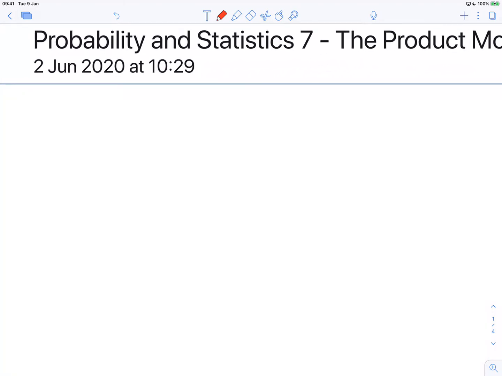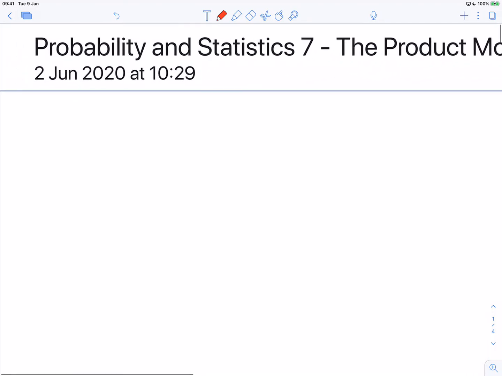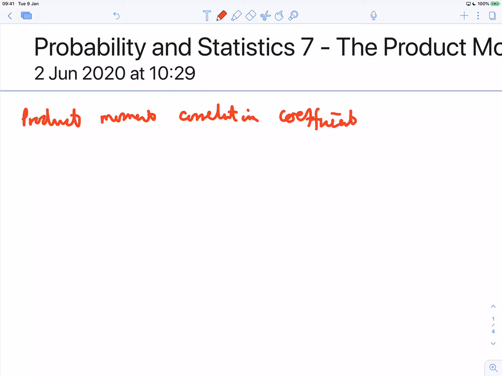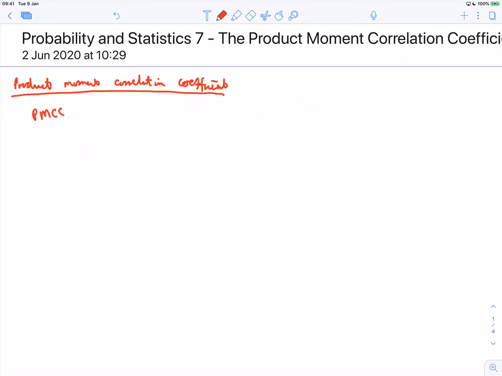From now on, whenever I'm talking about the product moment correlation coefficient, I am just going to refer to that as the PMCC, short for product moment correlation coefficient. It's just a lot easier to say.